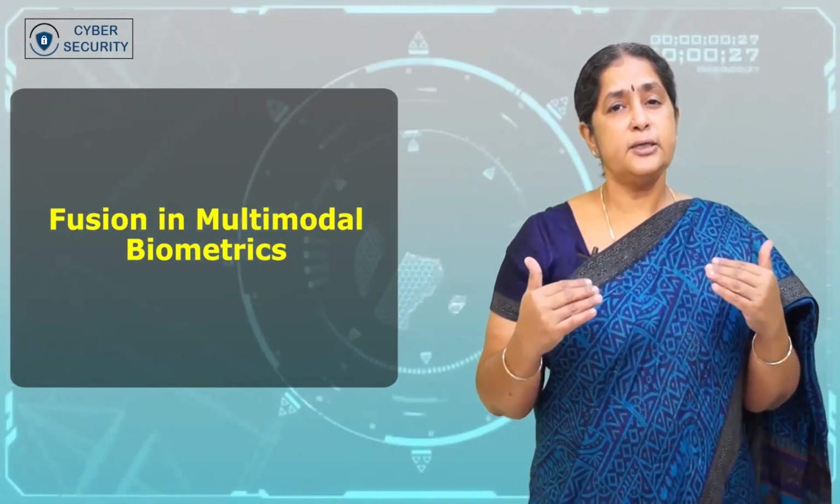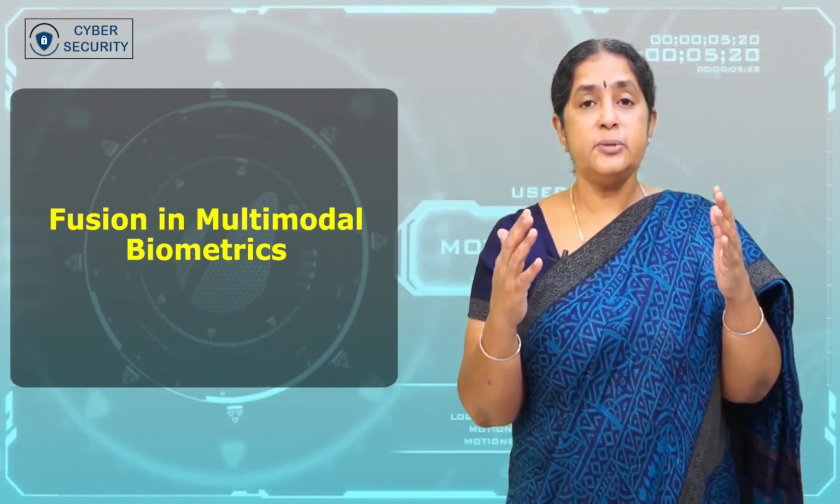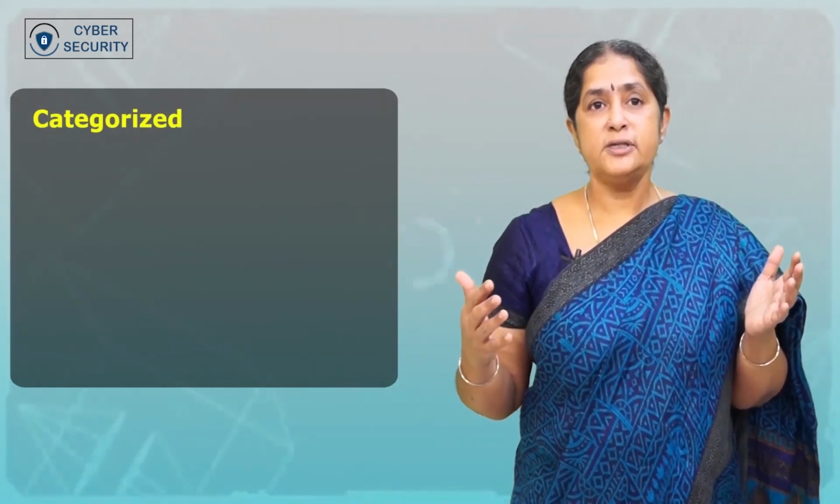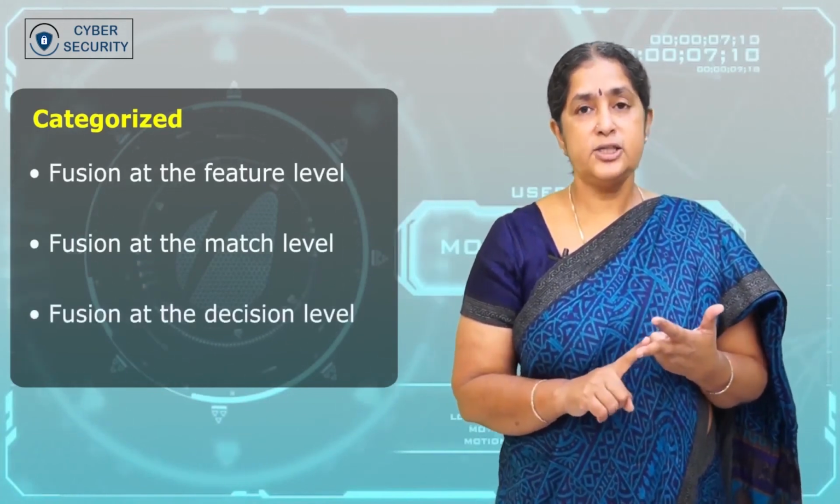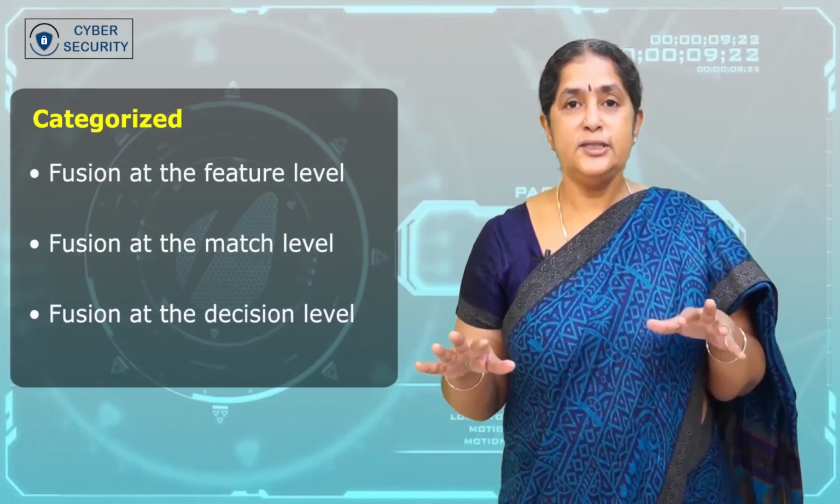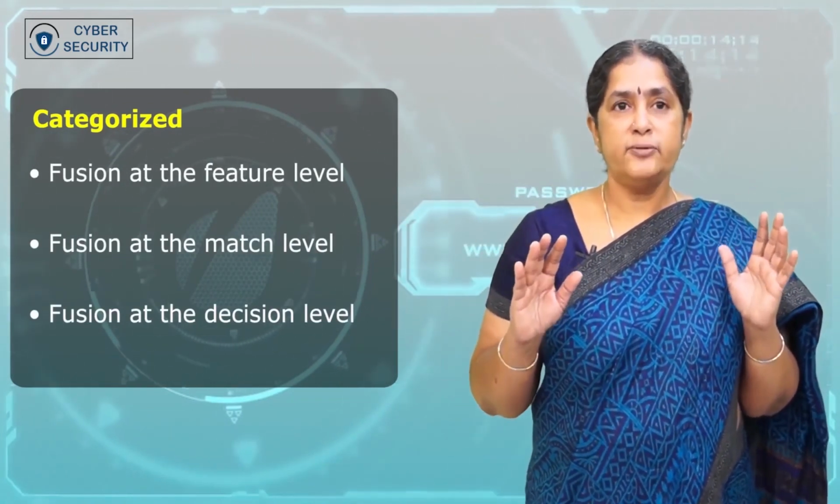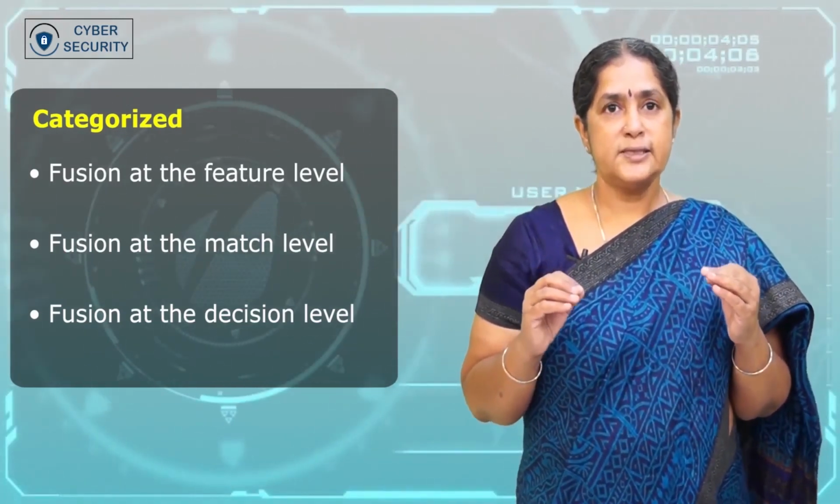A multimodal biometric system requires an integration scheme to fuse the information obtained from various individual modalities. Further, it is broadly classified into three major levels: fusion at the feature level, fusion at the match level, and fusion at the decision level. Let us not go into the details of all these. However, I can say that a combination of technologies will definitely provide a secure system.